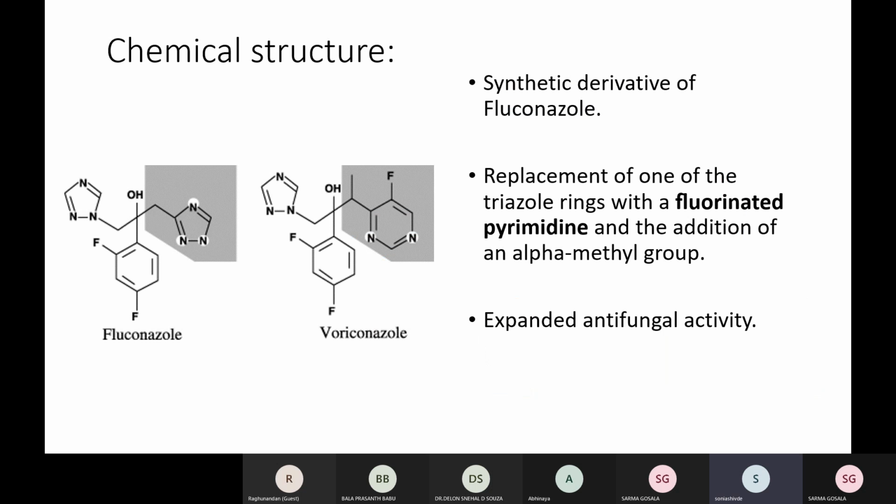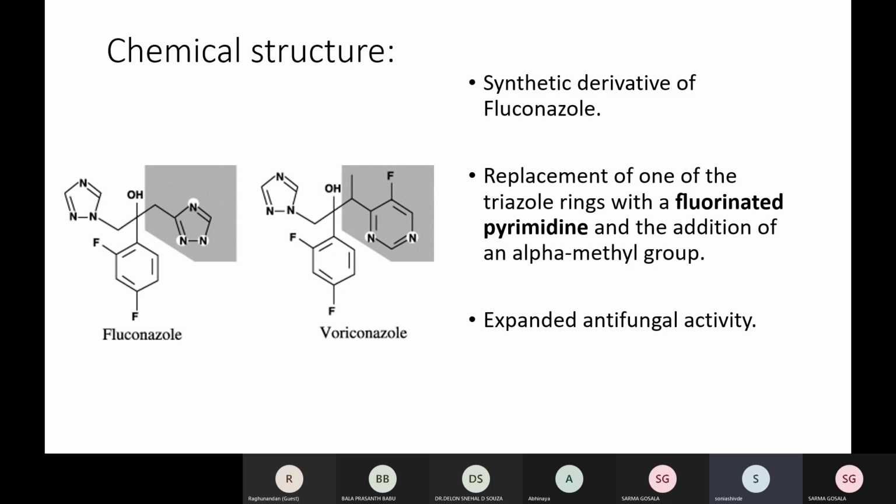Chemical structure. So the chemical structure of voriconazole is similar to that of fluconazole, apart from a few changes. It is basically a synthetic derivative of fluconazole, with replacement of one of the triazole rings with fluorinated pyrimidine. As you can see, in the shaded area, fluconazole has two triazole rings, that is the ring which contains a double bond nitrogen atom.